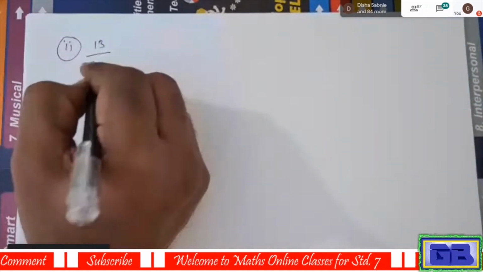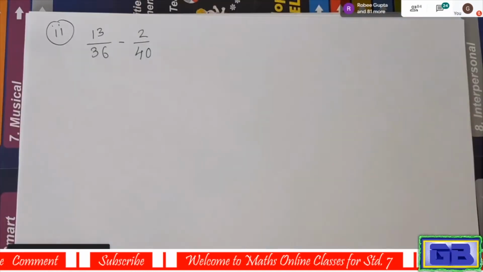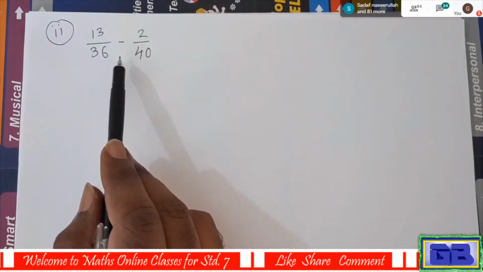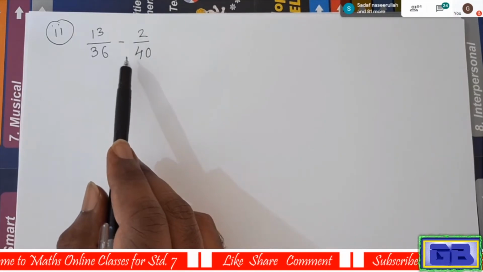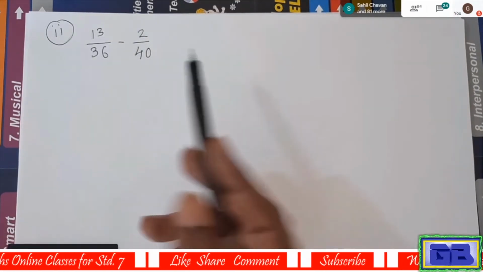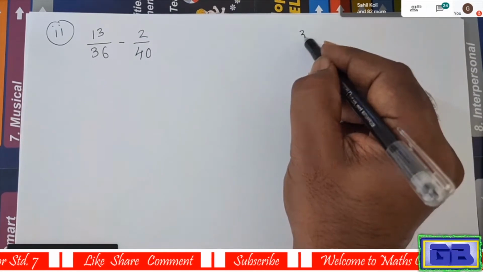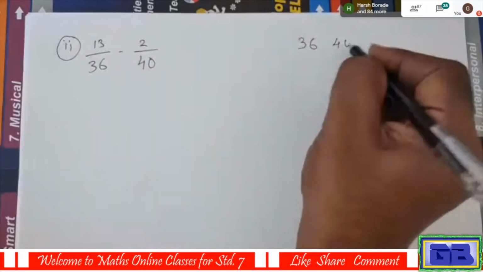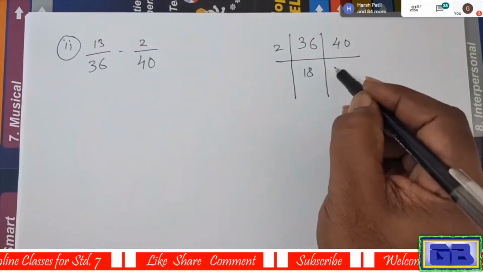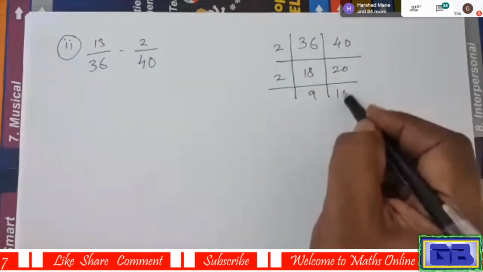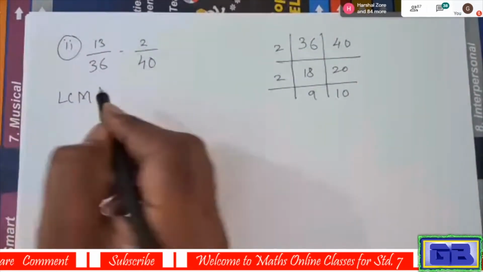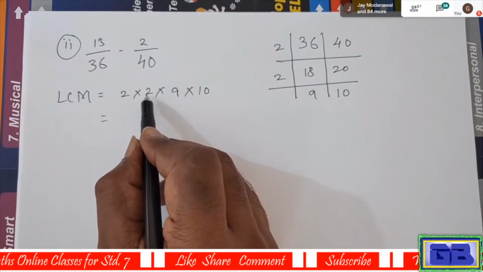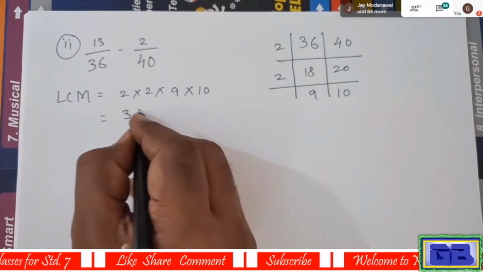Second sum, 13 upon 36 minus 2 upon 40. Again, if you do cross multiplication here, the calculation will be very big. Therefore what we will do, we will take the LCM of these two numbers, then it will be easy for us to subtract. 36 and 40, here 2, here 18, here 20, here 9 and here 10. LCM equals 2 into 2 into 9 into 10. 9 twos are 18, 18 twos are 36, into 10 is 360.